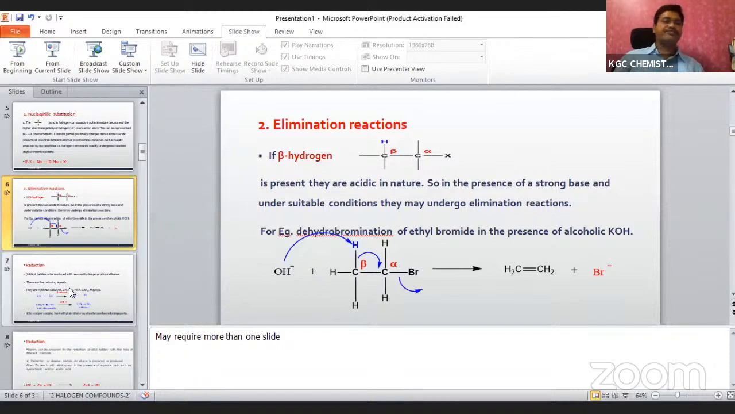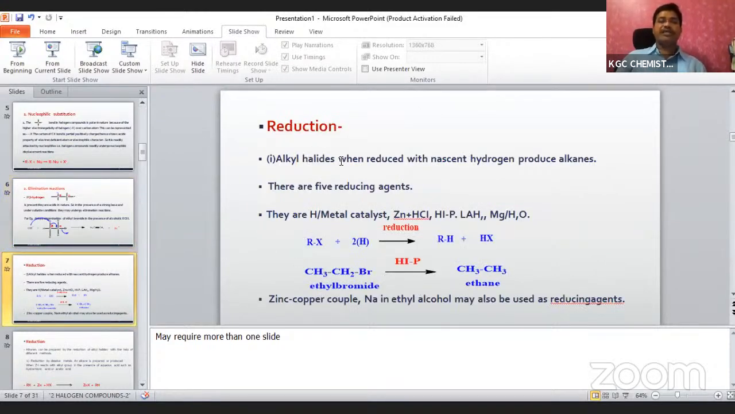Let us take some other reaction, that is called reduction. Alkyl halides when reduced with nascent hydrogen produce alkanes. There are reducing agents, and here they are: zinc and hydrochloric acid, hydrogen and red phosphorus, and lithium aluminum hydride. LiAlH4 means lithium aluminum hydride.